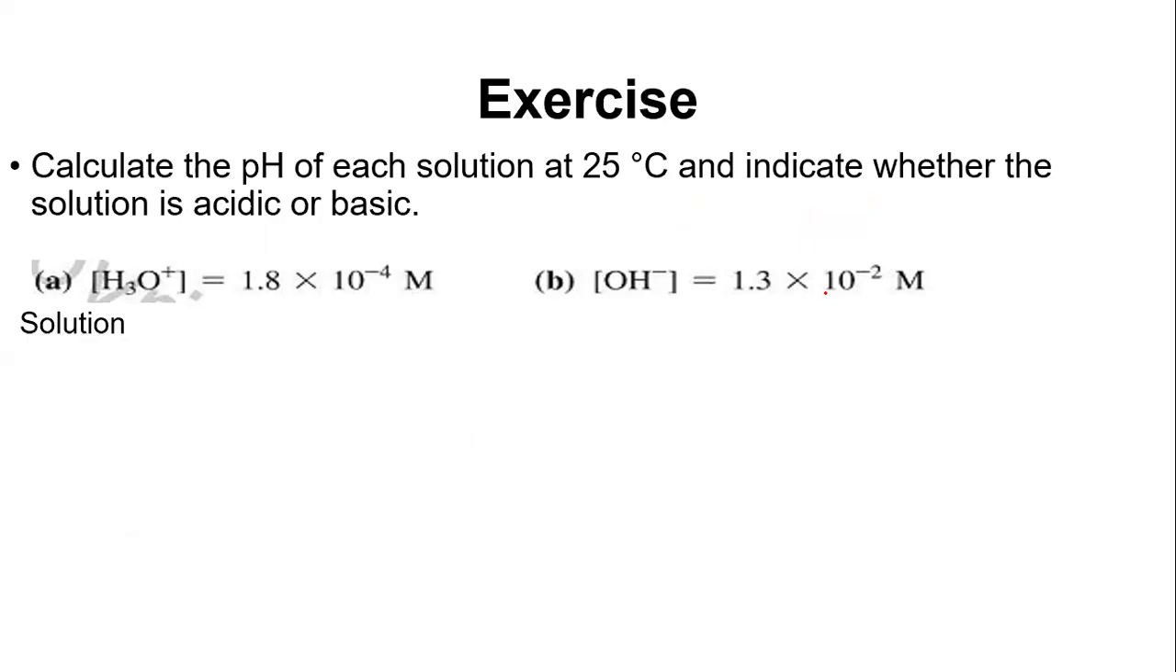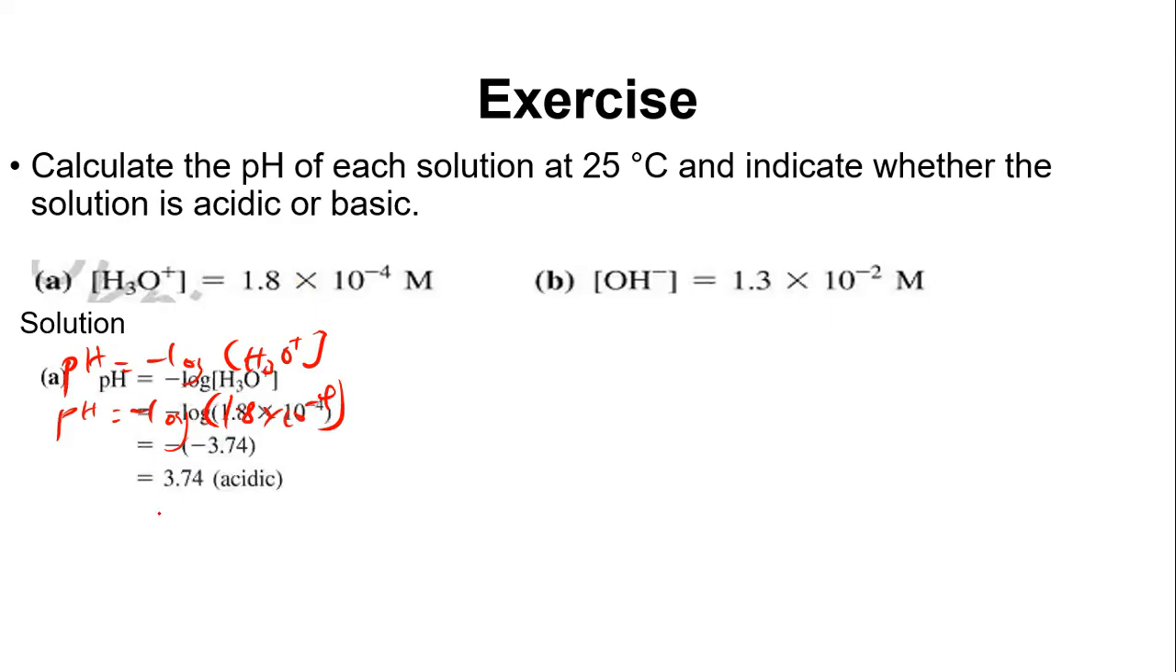Good. So you are supposed to calculate the pH of the following, right? And indicate whether they are acidic or basic. So the first one, we have been given the H3O+ solution. So then we have pH is equal to negative log of the H3O+ concentration. pH is equal to negative log of 1.8 × 10⁻⁴ molar. Now, that should give me 3.74, which is acidic. Anything less than 7 is acidic, right?